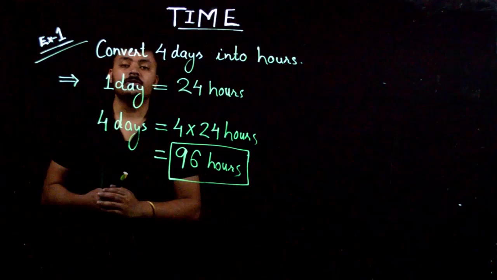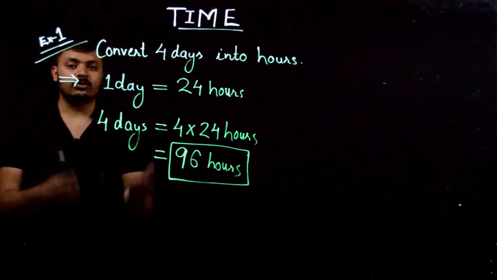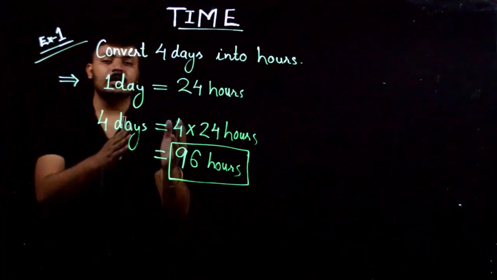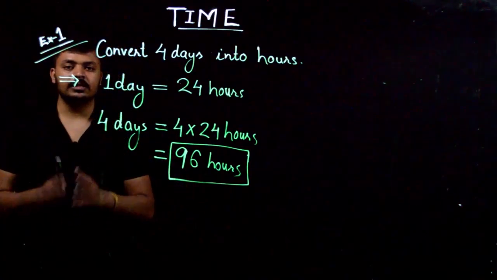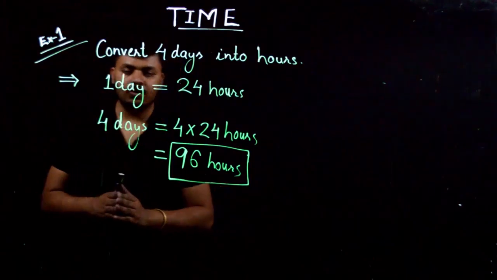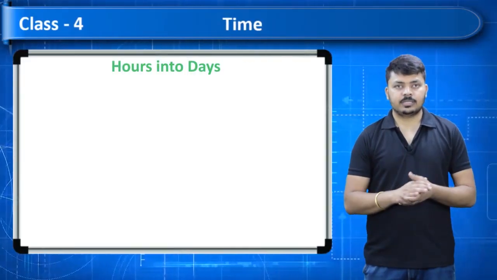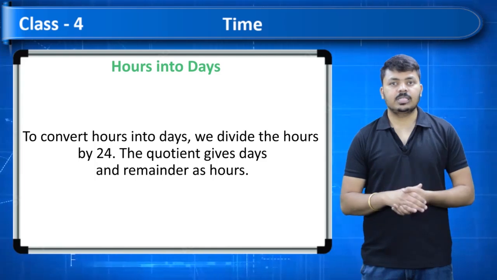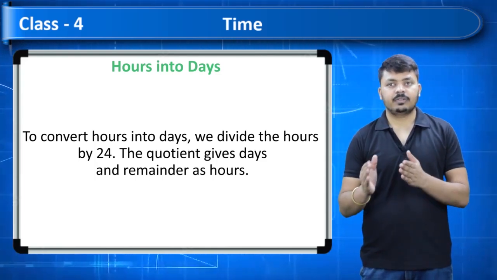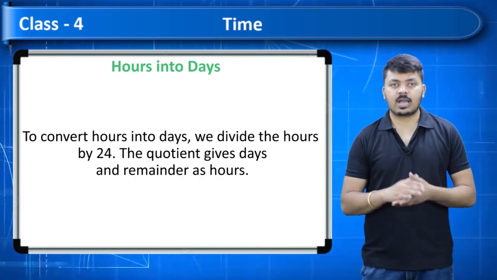So I hope students you have understood how to convert days into hours. We need to multiply the number of days with 24. That is, 1 day contains 24 hours, so we need to multiply it by 24 hours. Hours into days. To convert hours into days, we divide the hours by 24. The quotient gives days and the remainder gives hours.